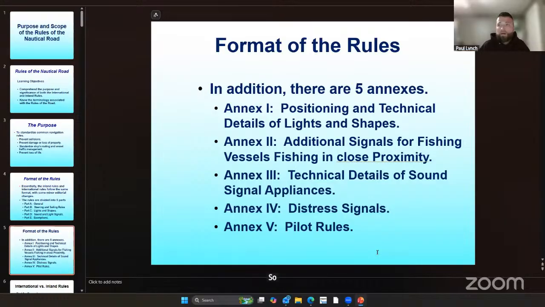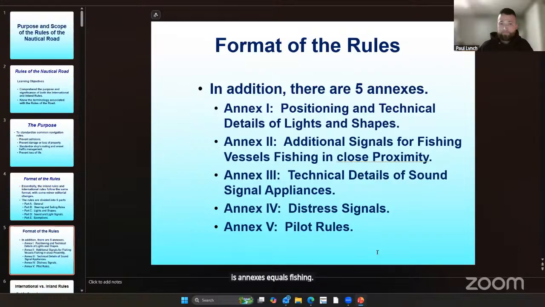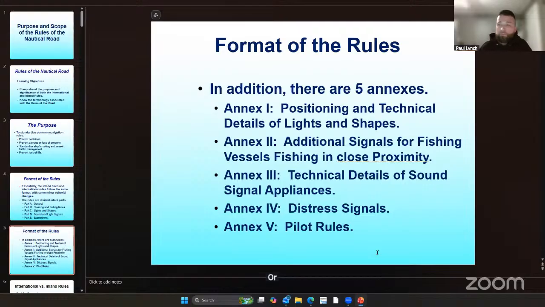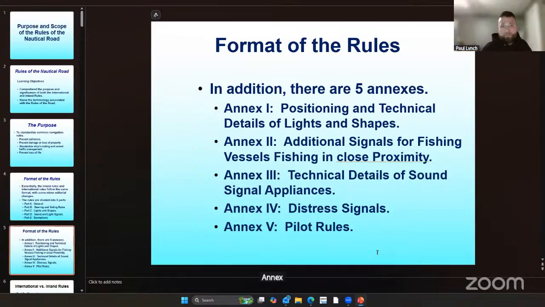So then we have the annexes. The only thing that you have to know about the annexes is annexes equals fishing. Write that down. If you get a question and it asks you about the annexes, look for the answer that says fishing in it. Or they could ask you a fishing question, and then you would look for the answer that says annexes in it. Annexes equals fishing, fishing equals annexes. That's the only thing with the annexes that you have to know.